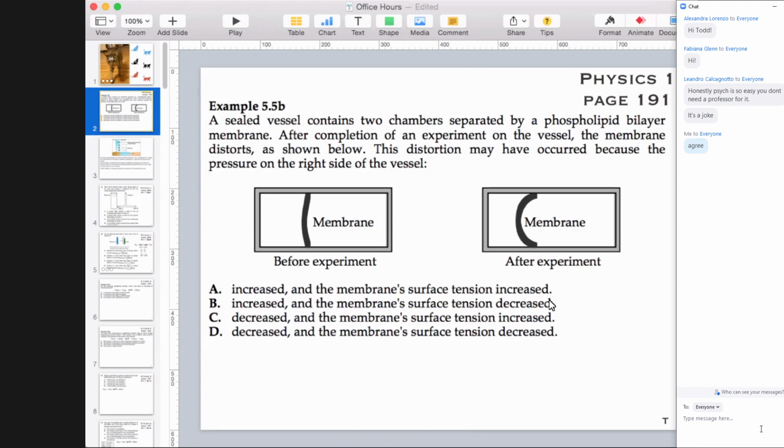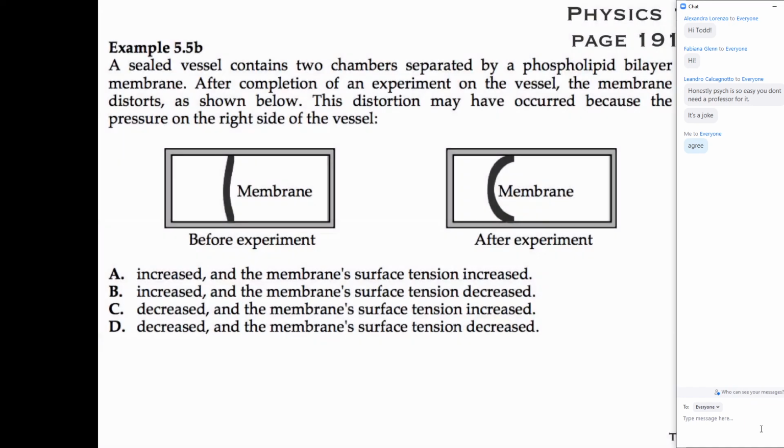Now, where it gets kind of weird is the concept of surface tension. And let me first off get rid of the wrong answer. So we know the pressure in the right side of the vessel has increased. Okay, so surface tension is kind of this weird concept. Do not mistake surface tension for tension. As a general rule, the more you pull on a cable, the greater the tension. Surface tension is kind of the inverse of that.